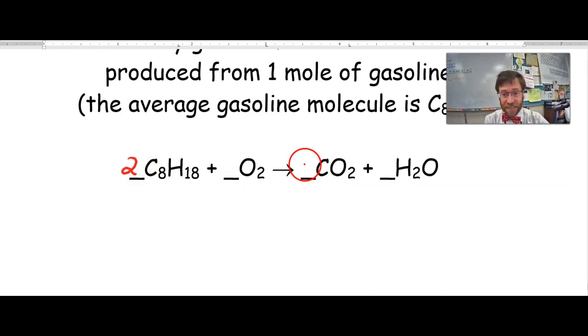All right, so 2 times 8 is 16, so I'll put 16 carbon dioxide. What is that? 2 times 2, 2 times 18. Here, oxygen, 2. What is 16 times 2? 32 plus 18. All right, now it's nicely balanced. Delightful. Okay, there is my balanced chemical equation.